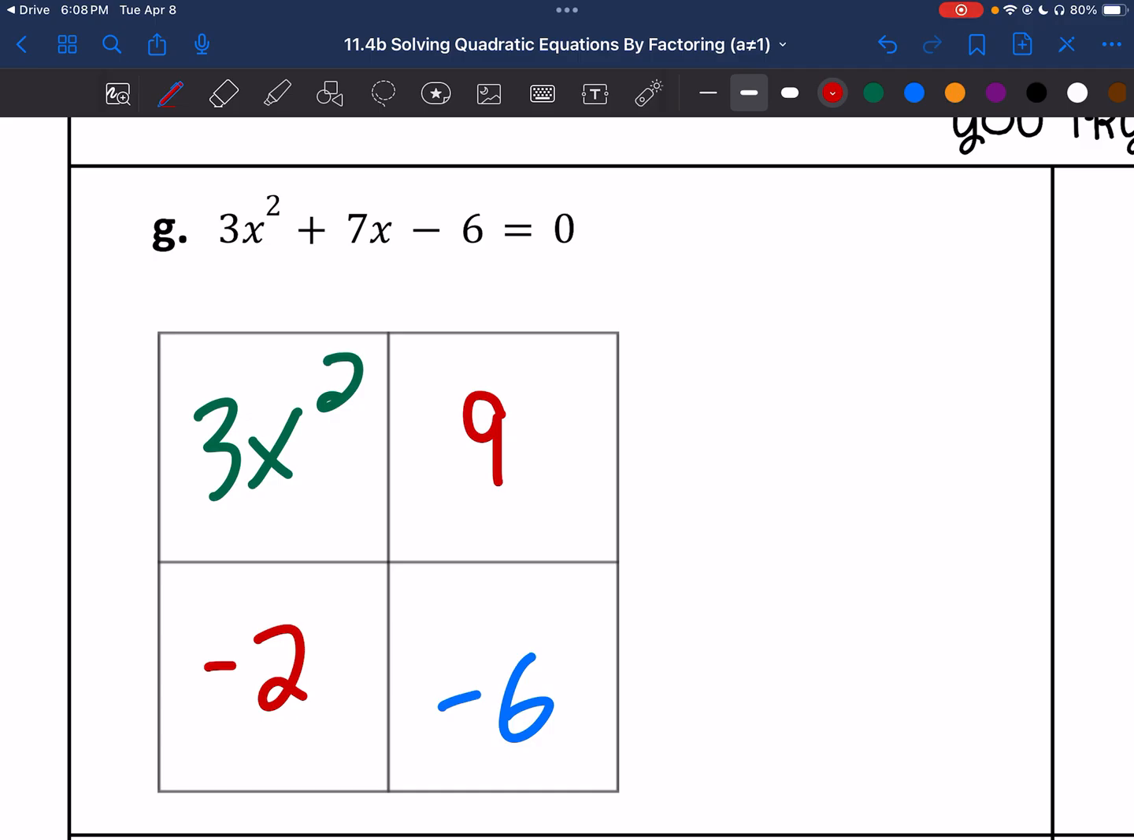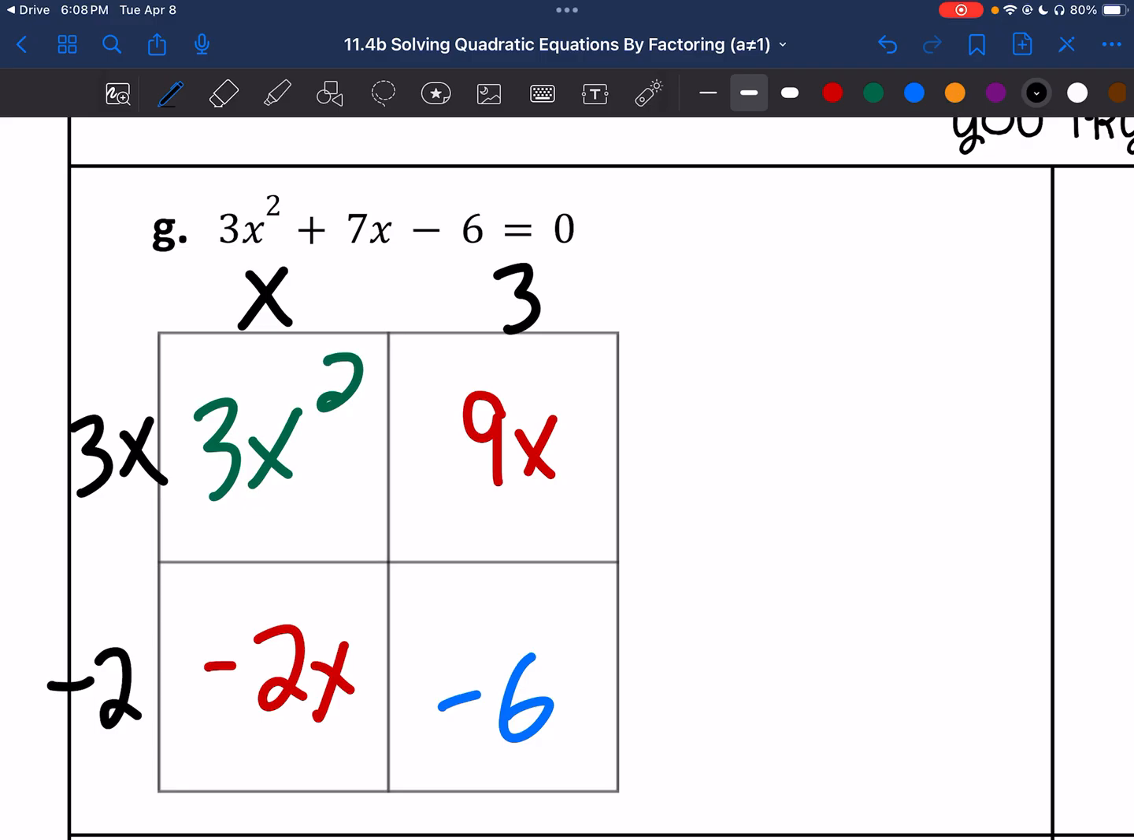So, first column, 3x squared and negative 2x. Common value in the first column is an x. Common value in the second column, 9x and minus 6 is going to be a 3. First row, 3x squared and 9x, common value, 3x. Negative 2x and negative 6, common value, negative 2.